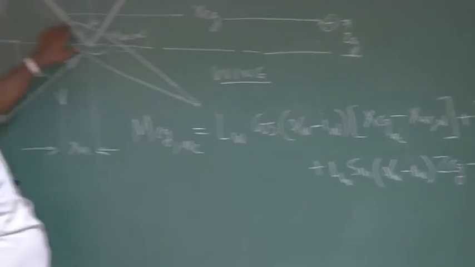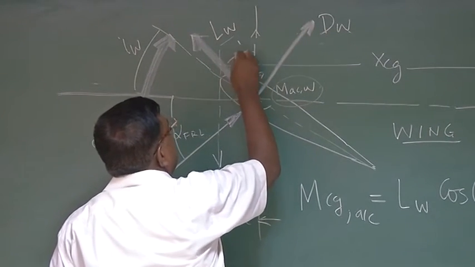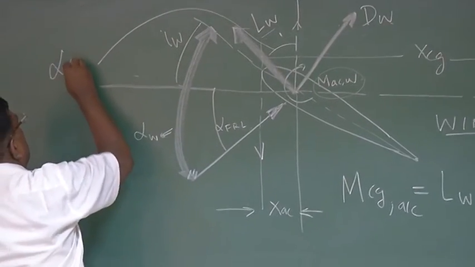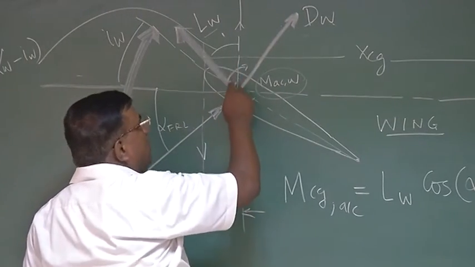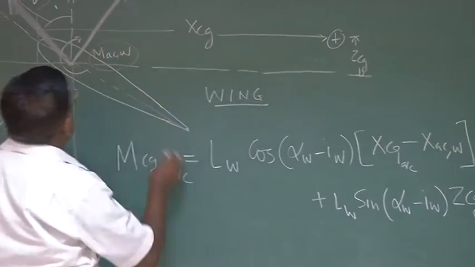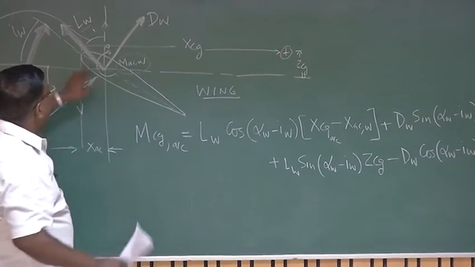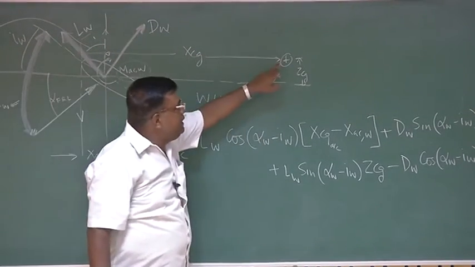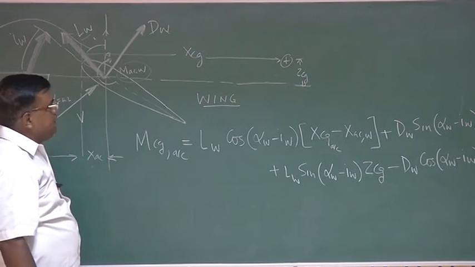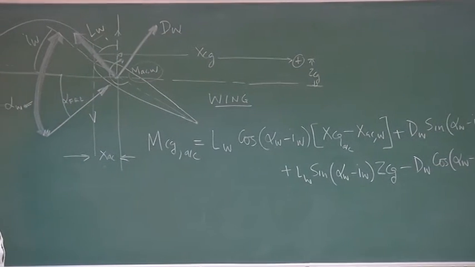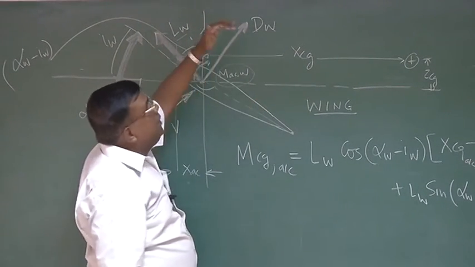This LW I can resolve in two components. One component here, that is LW cos of this angle. This angle you could see easily is nothing but alpha W minus IW. So this vertical component is LW cos of alpha W minus IW, and the moment term is what? The moment arm is from this point to CG. But you know, from the wing leading edge, this total distance is xCG, and from the wing leading edge, the AC distance is xAC. So this distance is nothing but xCG of the aircraft minus xAC of the wing. What type of moment will this give? This is acting vertically up. About CG, it will give a nose up moment, right?